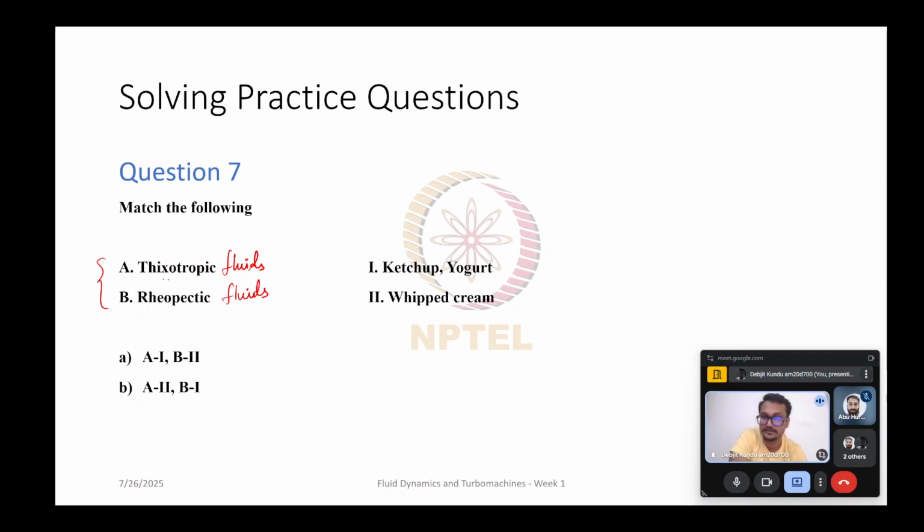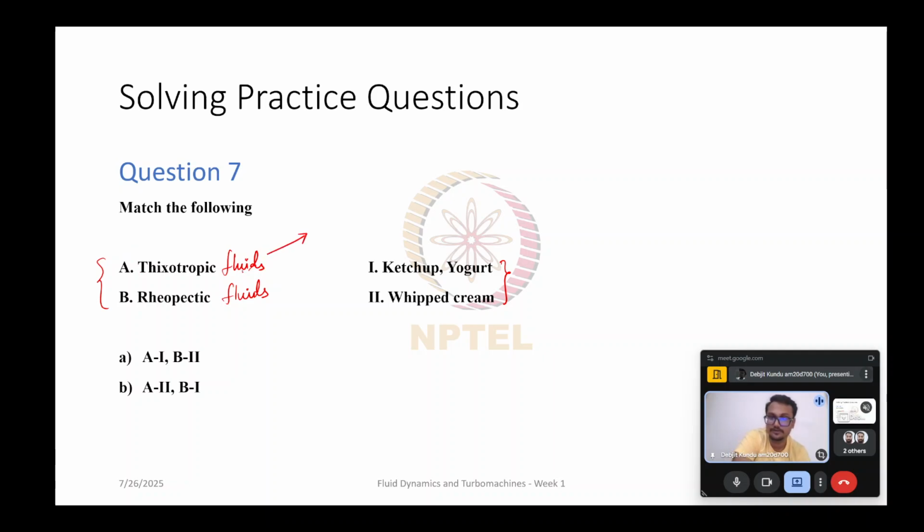There are fluids called thixotropic fluids and rheopectic fluids. And we have some common day-to-day examples on the right-hand side. Option 1 is ketchup, tomato ketchup, and yogurt. And option 2 is whipped cream. So once again, you have to match these two. I'll define these terms for you.